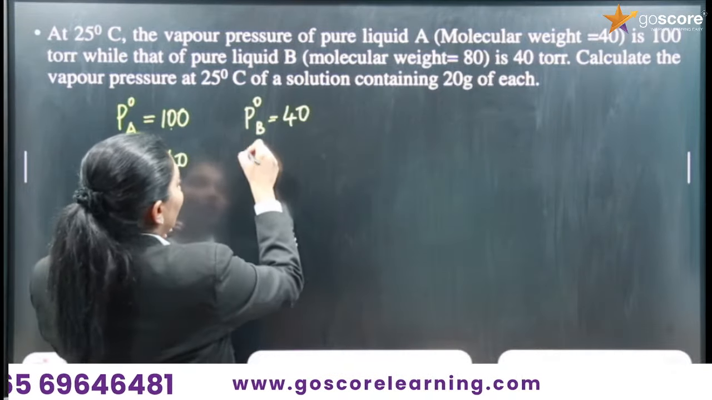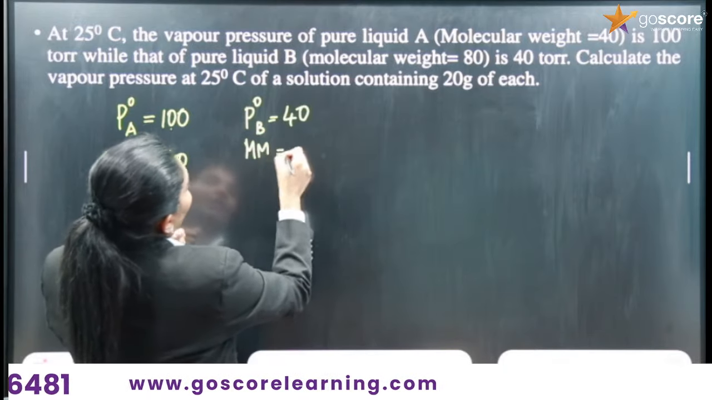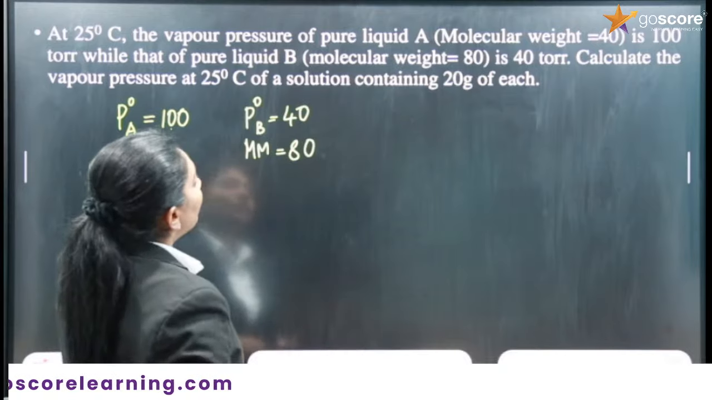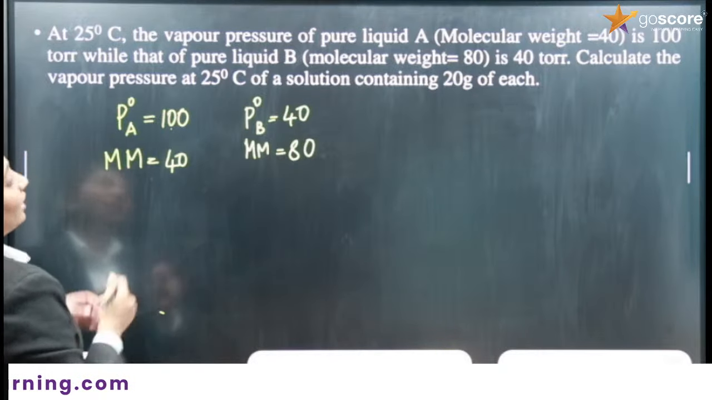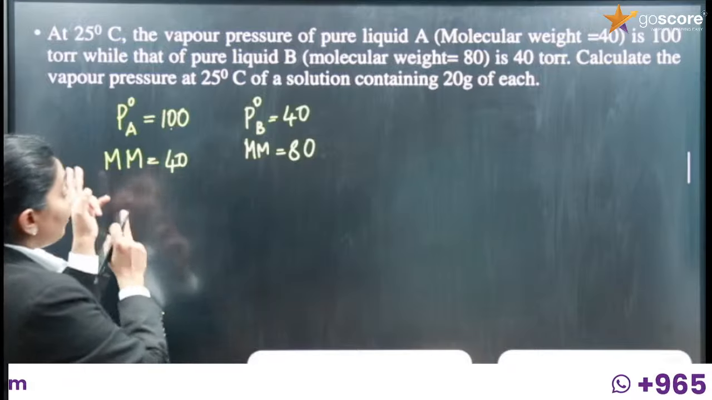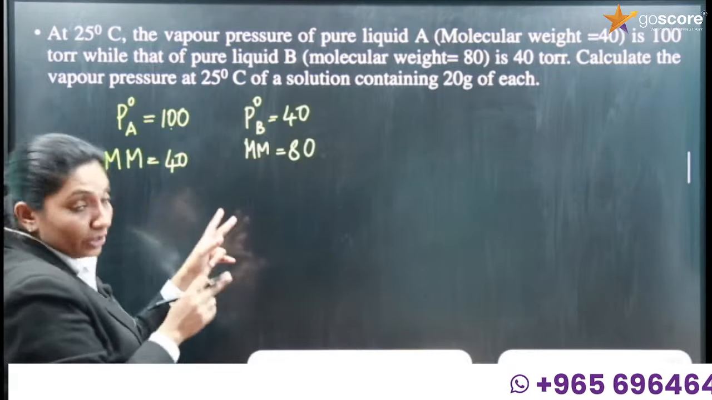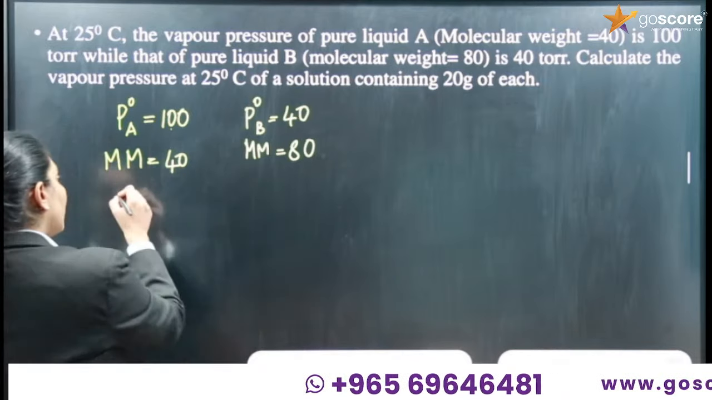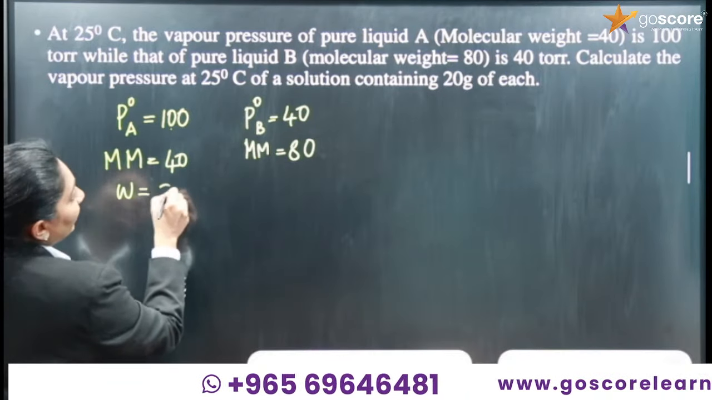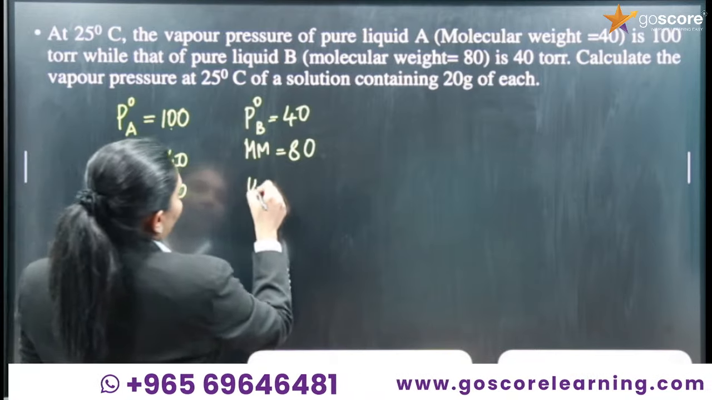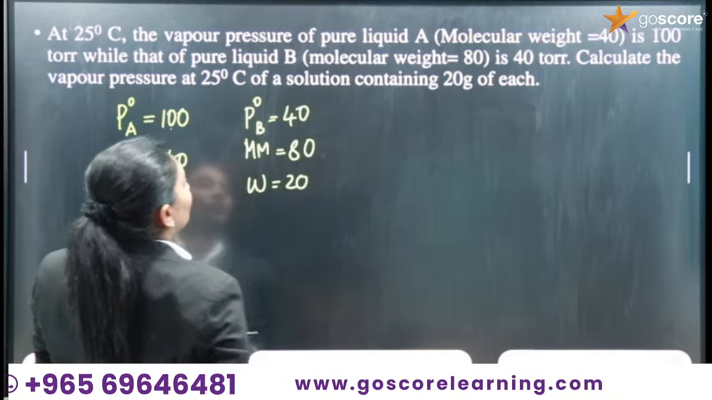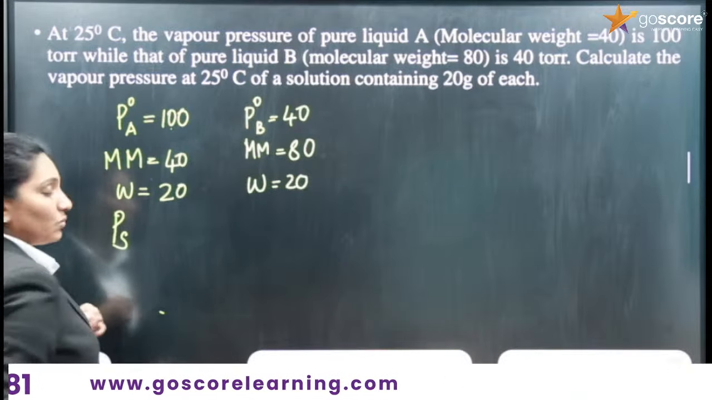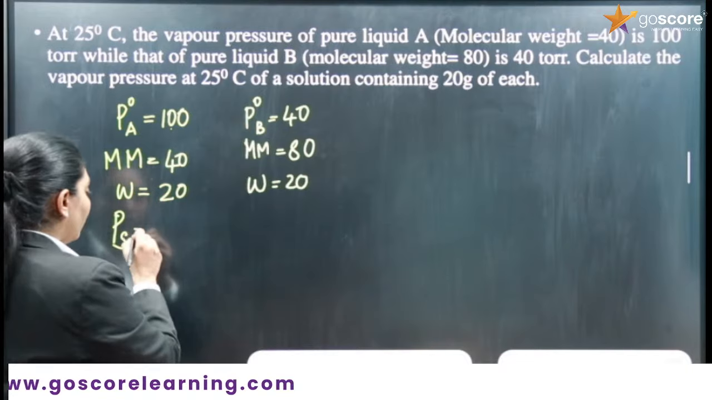40 torr, and the molecular mass of the second component is given as 80, right? So what do we want to find out? Calculate the vapor pressure of the solution that contains 20 gram of each of the components. Then what is the weight of each component? It is 20 gram, right? The weight is equal to 20 gram, and you want to find out the vapor pressure of the solution. Okay, this is what you want to find out.